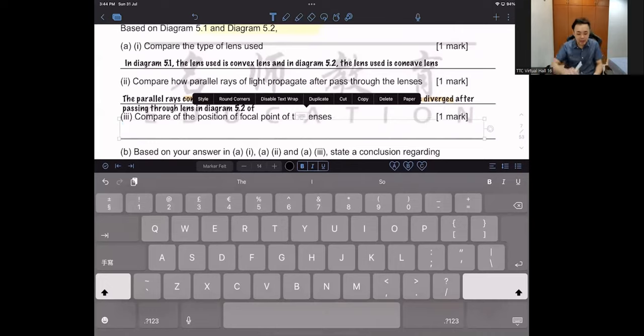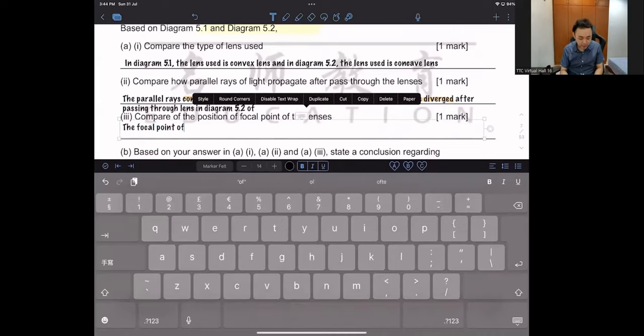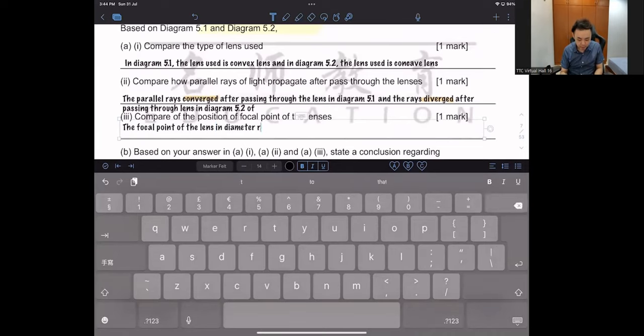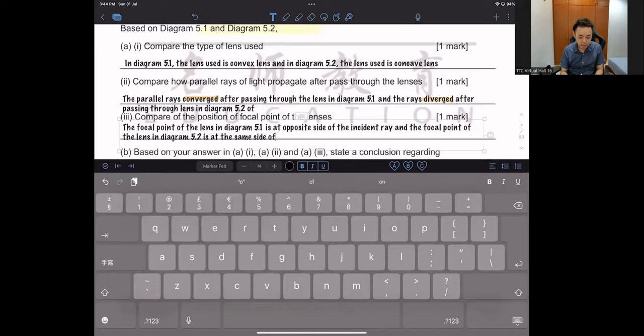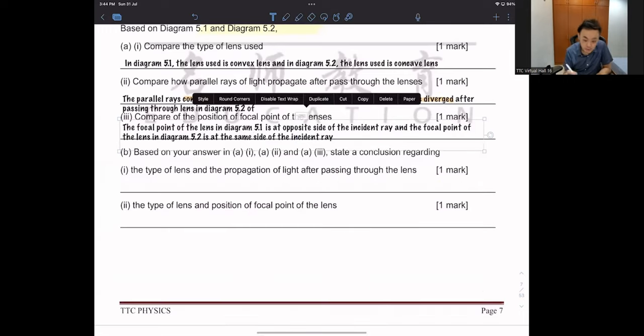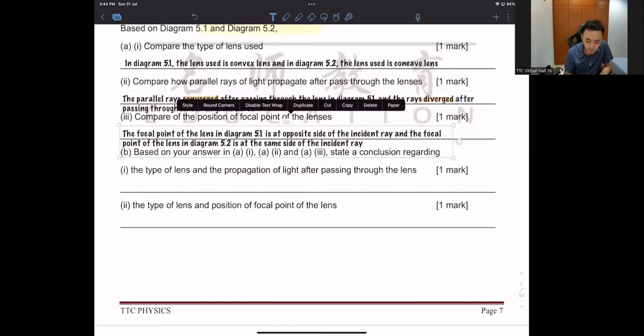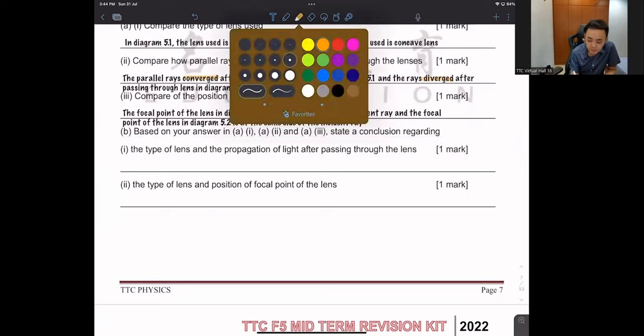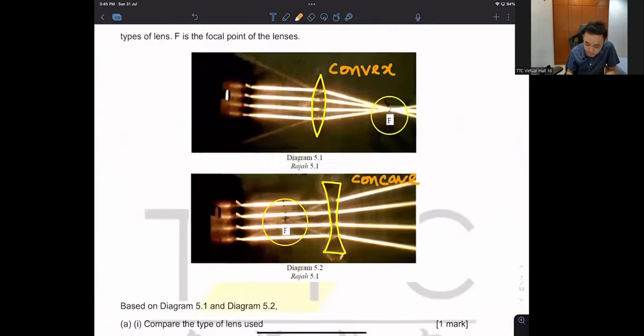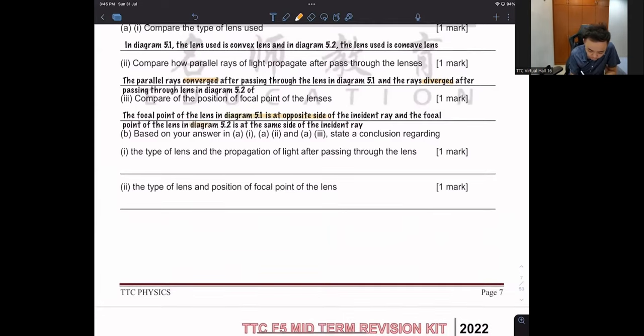Nearer cannot. So what I will write is that I will say the focal point of the lens in diagram 5.1 is at opposite side of the incident ray, and the focal point of the lens in diagram 5.2 is at the same side of the incident ray. Further, nearer cannot. Further away from the source of light, not recommended. They don't explain. So this is better. Okay. So 5.1 is opposite side, right? And then 5.2 is same side.